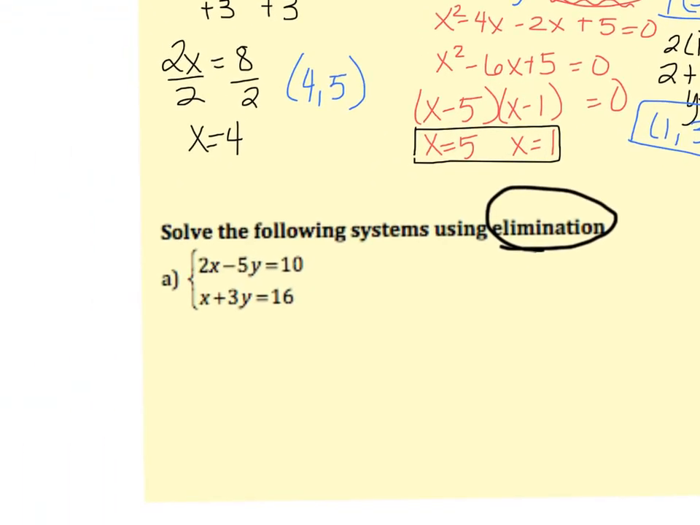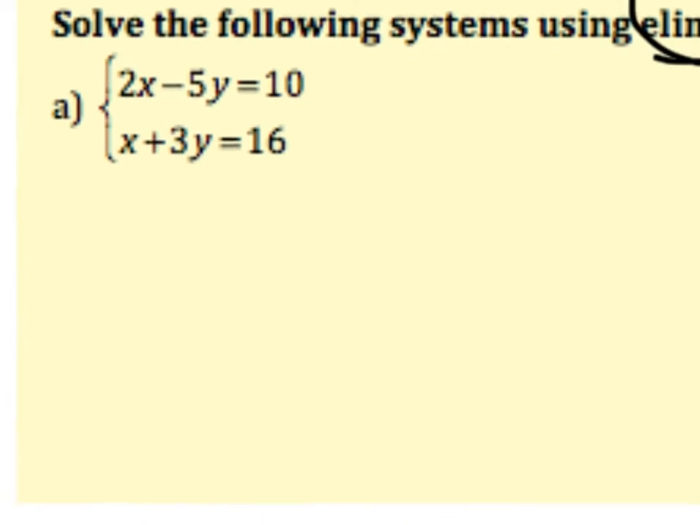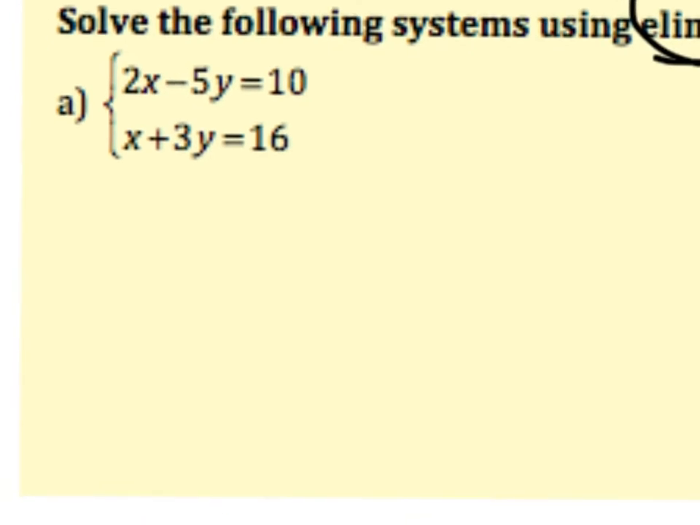Now here's a recap on solving by elimination. So you have 2x minus 5y equals 10 and x plus 3y equals 16. Now, I see that the second one could be easy to solve for x, and you could definitely do that, but I'm going to take you through how to solve by elimination. Sometimes if you always solve by substitution, it gets messy with all your fractions.